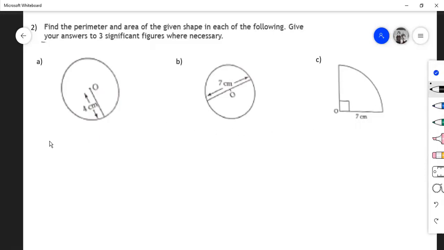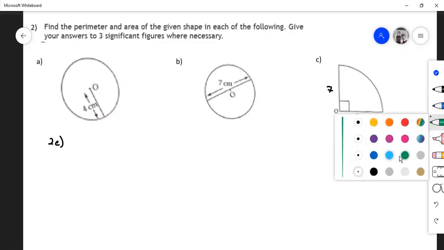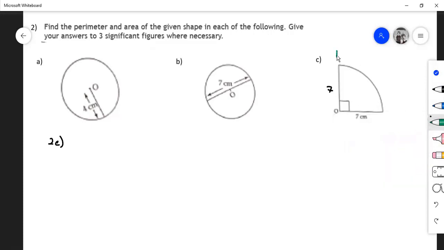Okay, so for question 2C, we want to find the perimeter. I know this is 7, this is 7, but now I don't know what my length is here. You all agree with me, right? Because perimeter means I must have everything. To find the perimeter, I need to have everything. So right now, I'm lacking this green part. How can I find the green part?